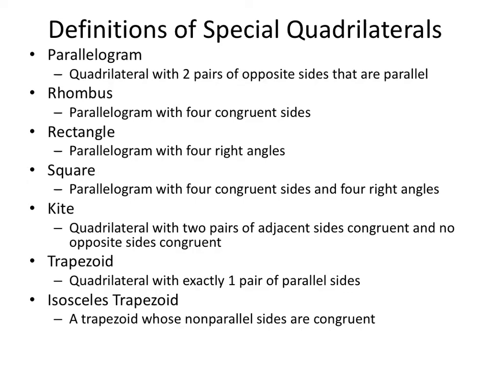Okay? A kite is a quadrilateral with two pairs of adjacent sides congruent and no opposite sides congruent. Now, this figure also has other properties, but we'll talk about those in a later lesson. And a trapezoid is a quadrilateral with exactly one pair of parallel sides. A special type of trapezoid is called an isosceles trapezoid, and this is a trapezoid whose non-parallel sides are congruent, which by the definition of isosceles means you've got base angles congruent and a whole bunch of other properties that we'll talk about later as well.